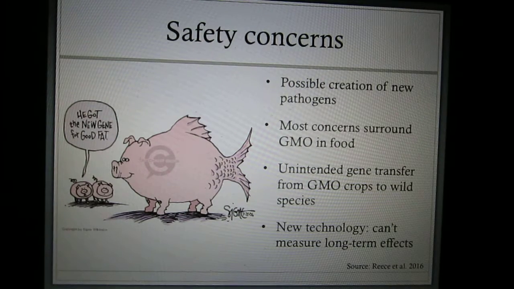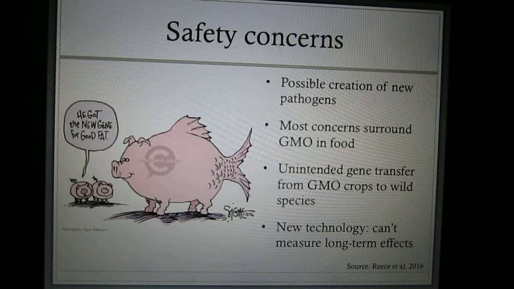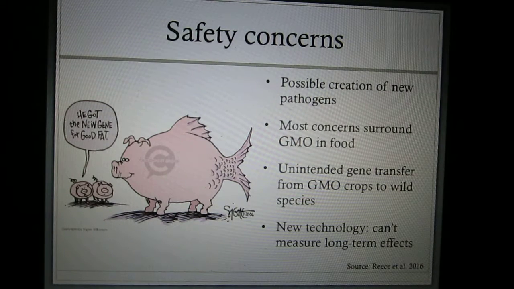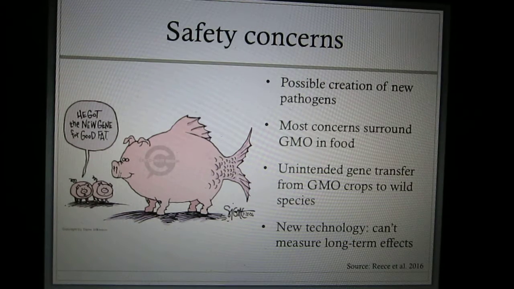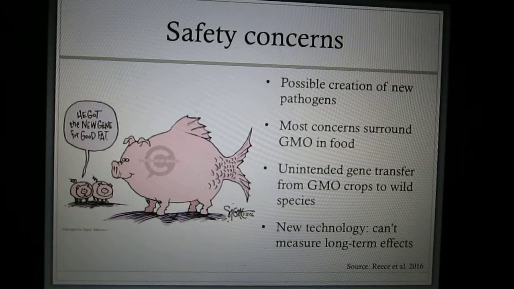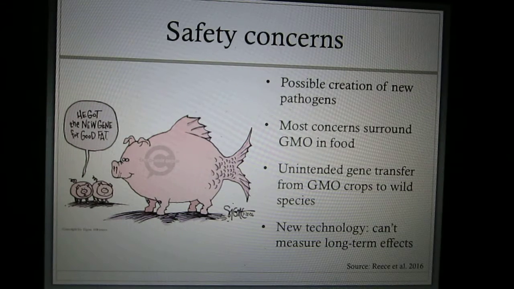So one, you might have possible creation of new pathogens. This could come from combining the DNA of two species and having unintended consequences, or you may cause mutations in surrounding species. So when you hear about people using a lot of bleach, when you bleach a surface, only the super strong bacteria survive, and they breed with each other, and that's how we get these resistant bacteria. A lot of the concerns with DNA technology surround genetically modified organisms in food. We'll talk more about that.